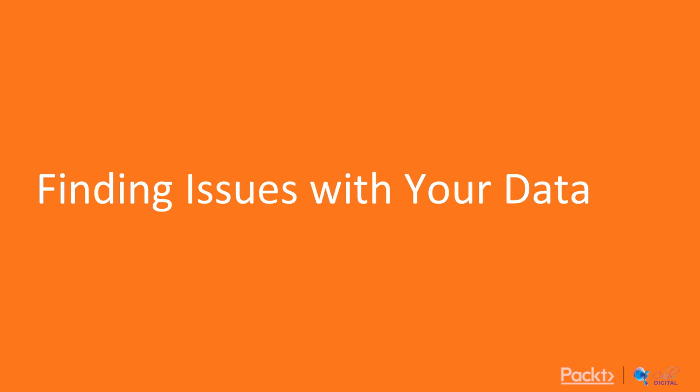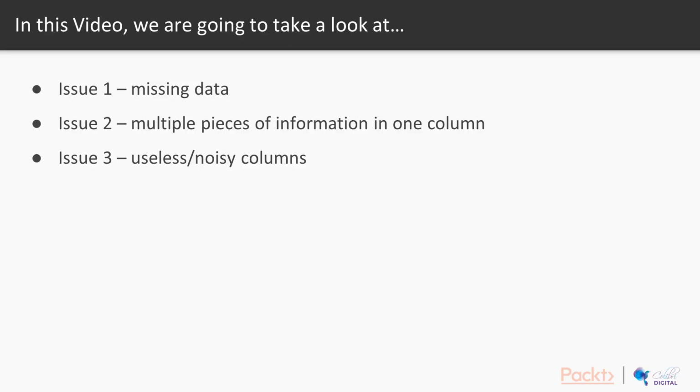The first video, we're going to look at how we can find issues with our data. In particular, we're going to focus on three issues. Number one, missing data. Number two, multiple pieces of information in one column. And number three, useless or noisy columns. Let's go in and take a look.